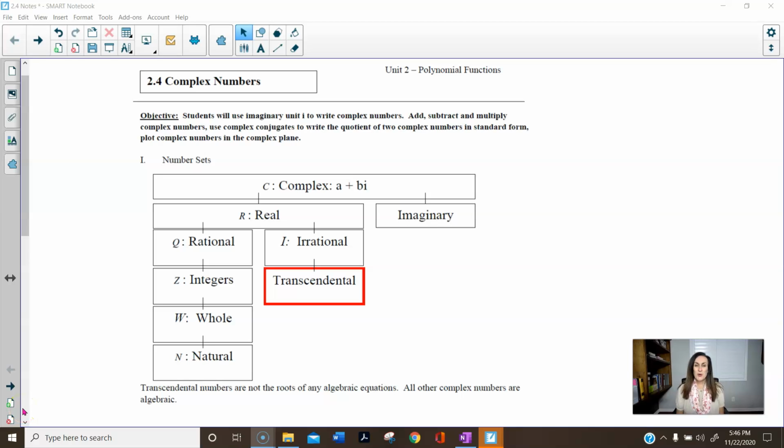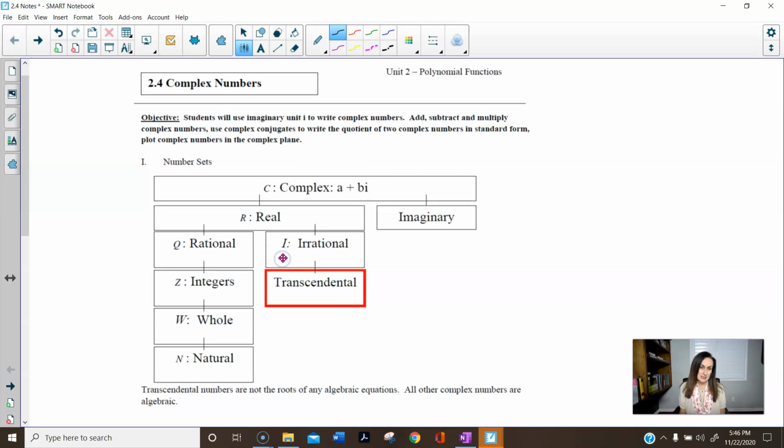So this is 2.4 complex numbers, starting out with number sets. A complex number has a real part and an imaginary part, a plus bi. If we're looking at real, we have rational and irrational numbers. Irrational numbers would be something like the square root of 7, maybe the square root of 2.